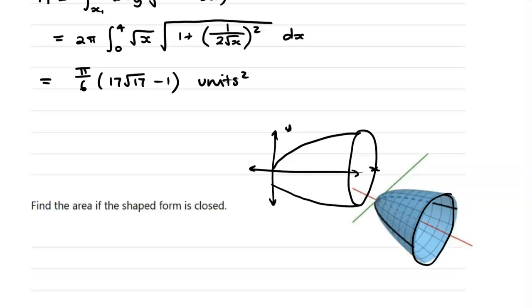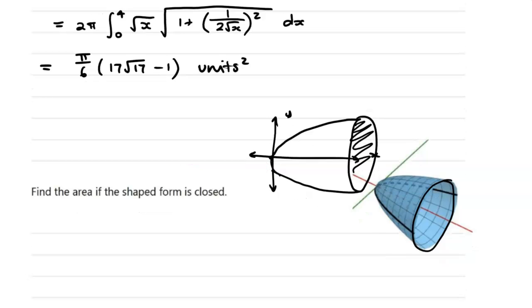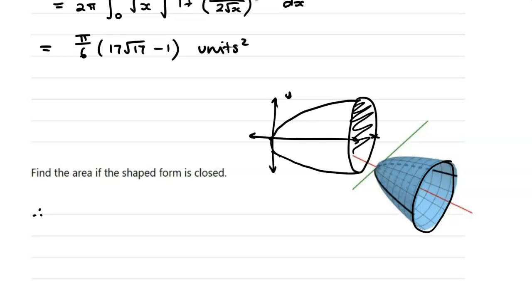There we go. So this kind of shape. What that means is we don't have any circle going on here because it just reaches a point. So we need to add on the area of this circle. Therefore, the total area is just going to be the original area plus the circle. So that's going to be pi on 6, 17 root 17 minus 1, plus we're going to have pi times.